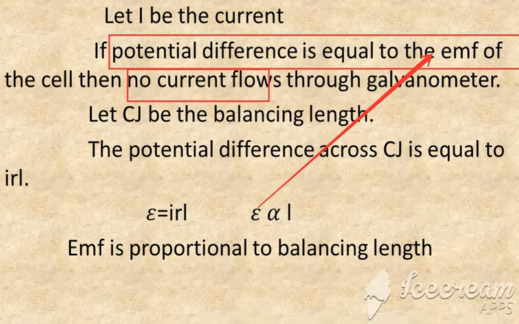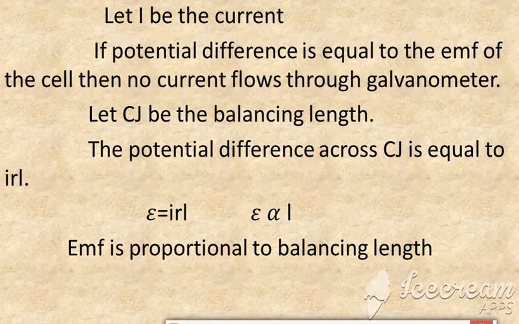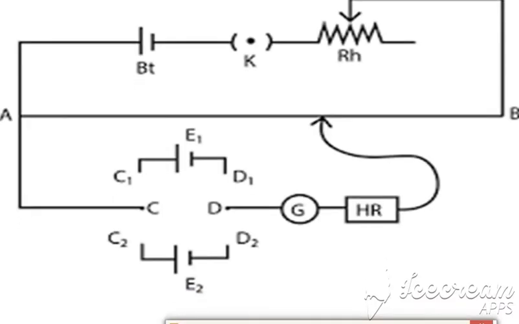So the general condition which you will be using here is E is equal to IRL. This is the condition for the potentiometer. Here this battery, key and a rheostat form a primary circuit, and this DP/DT switch, galvanometer, high resistance and a jockey form a secondary circuit. This type of DP/DT switch you will be considering in the next question.